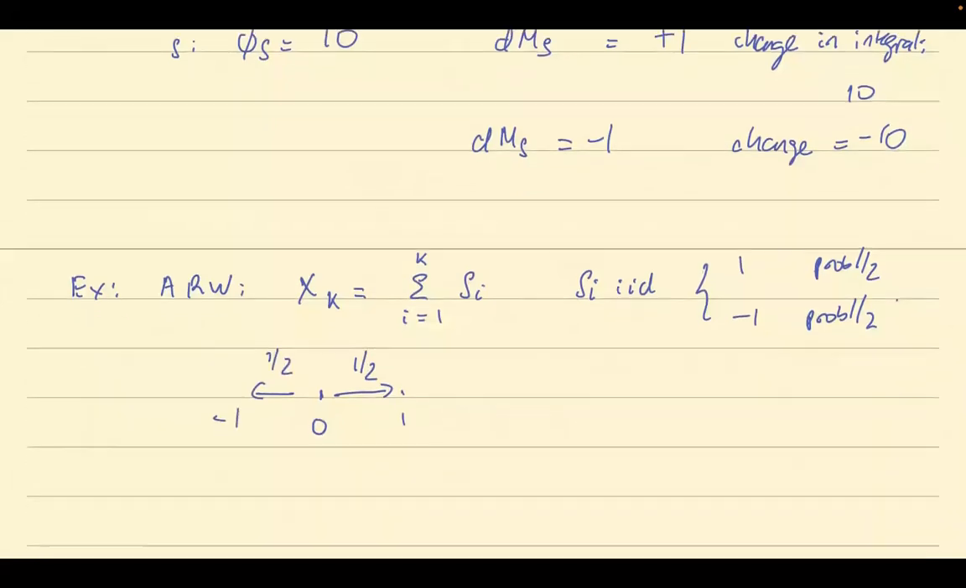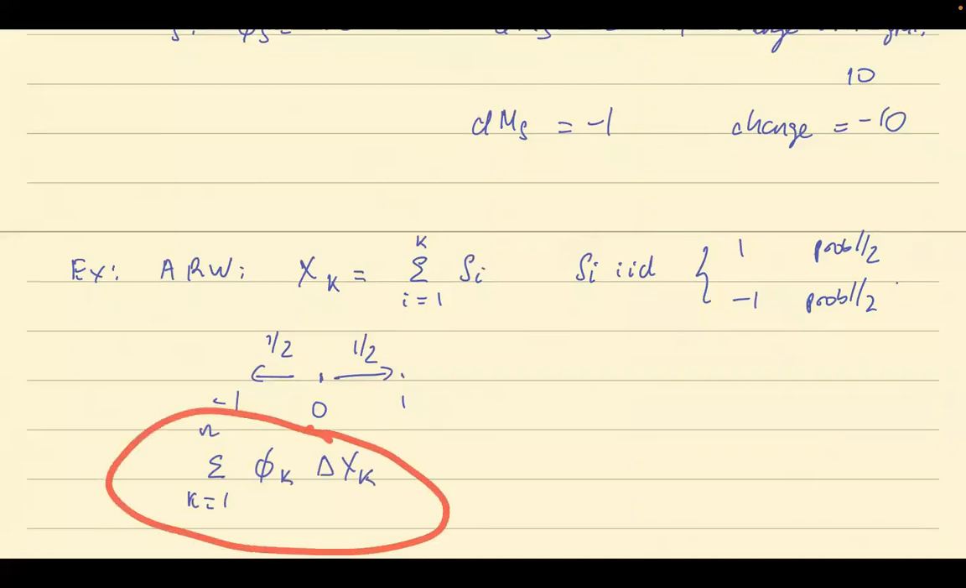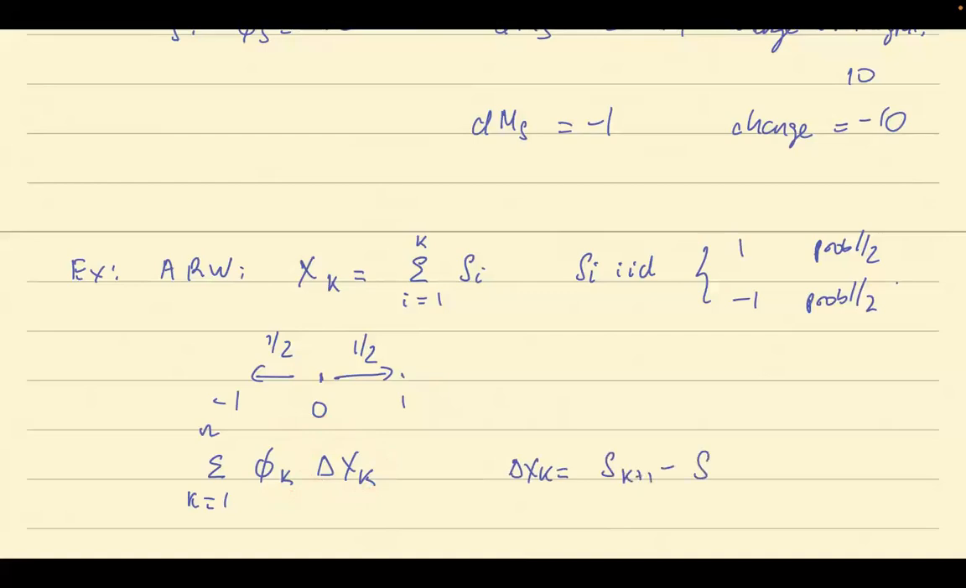Now imagine what you are doing when you do something like this. This looks complicated mathematically, but imagine you're at a casino. At any time point, the casino will ask you, by the way, the delta X_k, you know what it is, X_{k+1} minus X_k, which is just S_k. So at any time point, the casino will ask you, do you think the random walk will go right or go left? And how much do you want to bet on that?